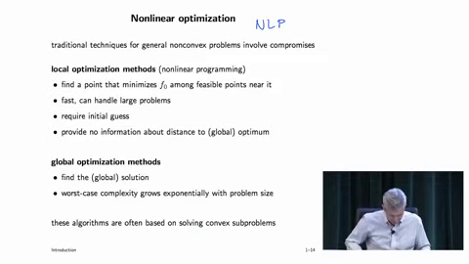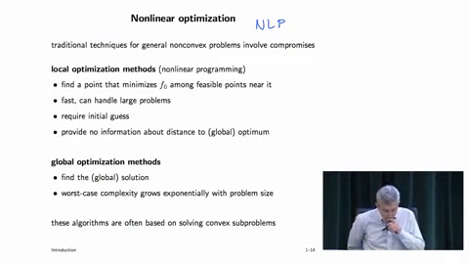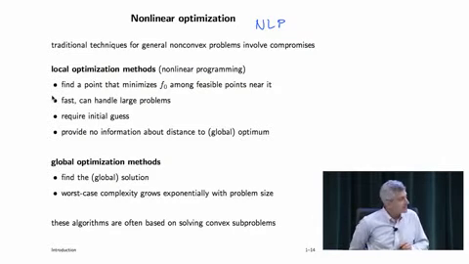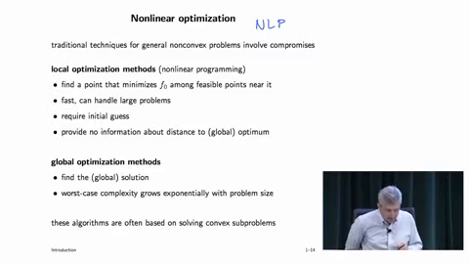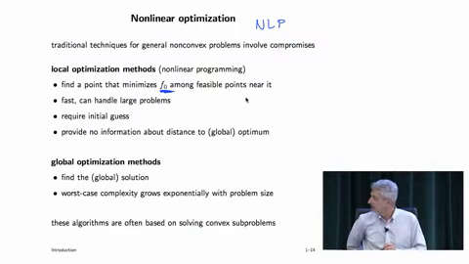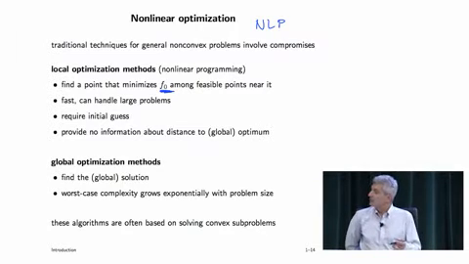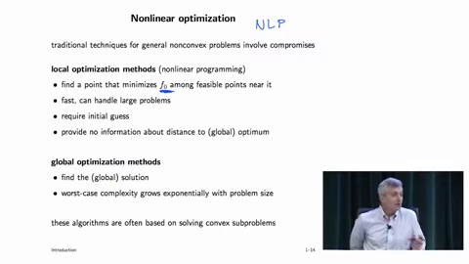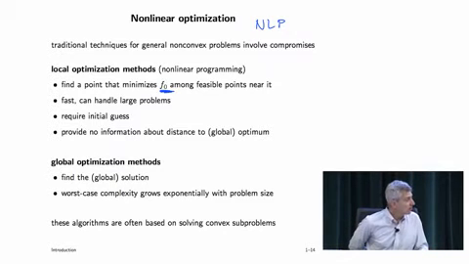Anyway, we'll move on. Okay, so here people use local optimization methods, and the idea is at the very least you find a point that minimizes f0 among feasible points near it, right? So if you come up with a circuit design, and they say, what's the power dissipation? You say, well, it's 82 milliwatts. And they go, that's pretty good because last week it was 122.